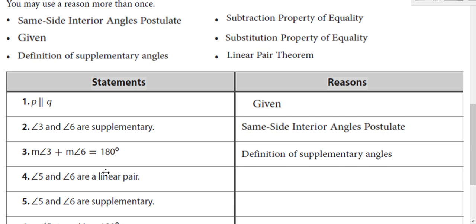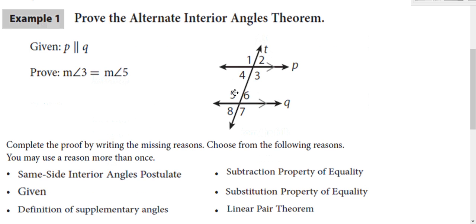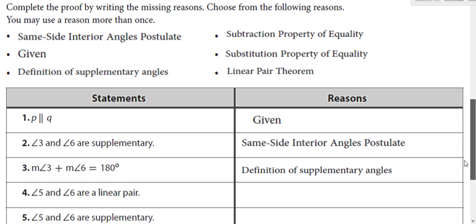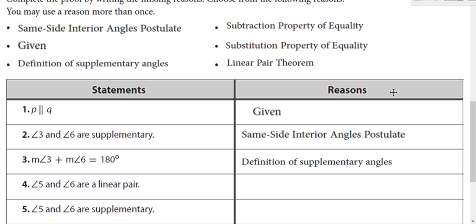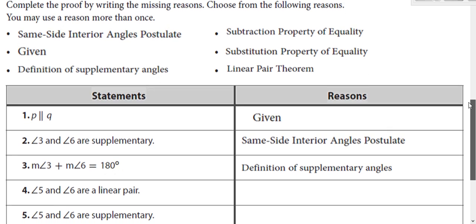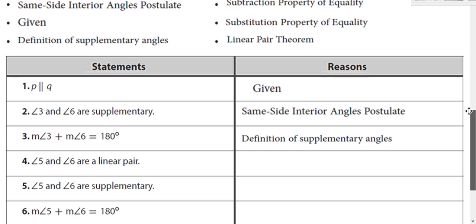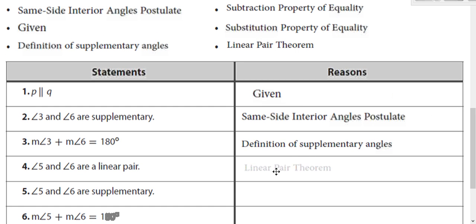Now, angle 5 and 6 are a linear pair. 5 and 6, yep, we can see by looking at that they are a linear pair. They make a straight line. They're side by side. Actually, I would say that's more of the definition of a linear pair, but linear pair theorem works there too. And 5 and 6 are supplementary.